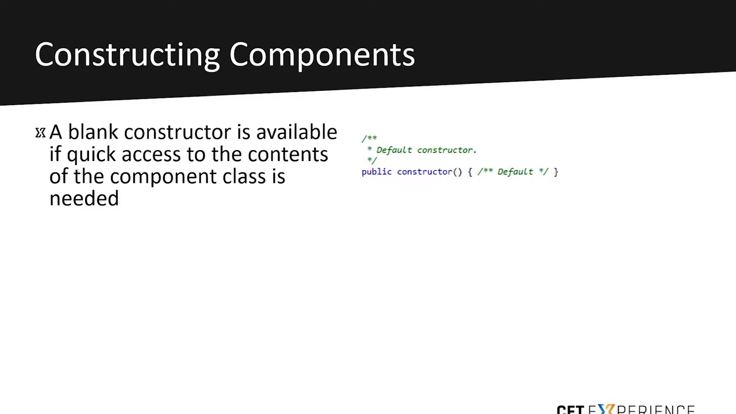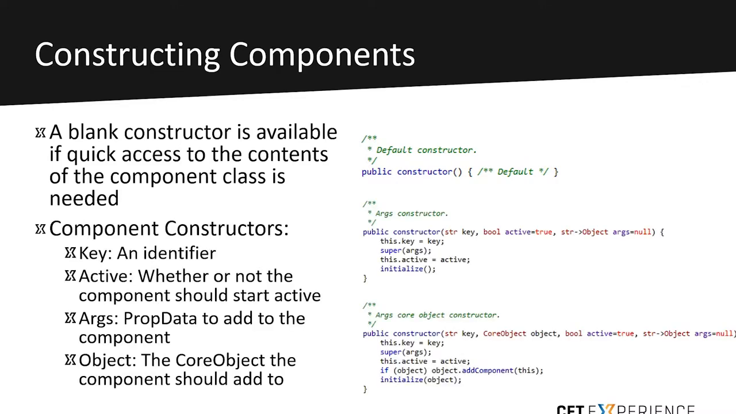But if you're actually going to be using components, I recommend you use one of the other two constructors. The first constructor takes in a key, active, and args. Key is an identifier that's pretty common with most things. So if you just want to be able to identify your component after the fact, you can pass in a key, and then you have access to whatever that key is later on. Active is whether or not the component should start active.